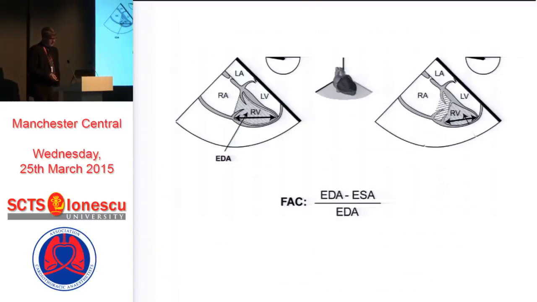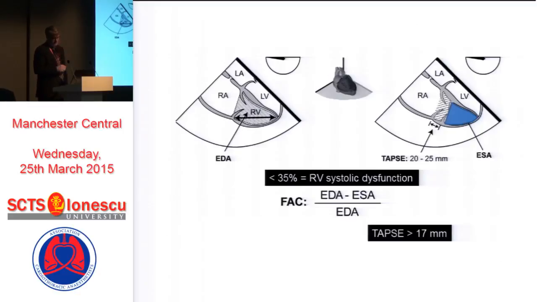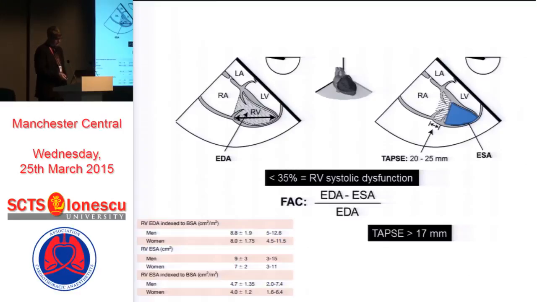In terms of function, what is recommended is to measure the right ventricular fractional area change, which is the difference between the end-diastolic and the end-systolic area. The normal measurement should be more than 35%. If it's below this, that's the cutoff value to be considered right ventricular systolic dysfunction. From this view, you can also evaluate the displacement of the tricuspid annulus, which should be around 20 to 25. The number which is now the standard is 17 millimeters. If it's below this, it's considered abnormal.